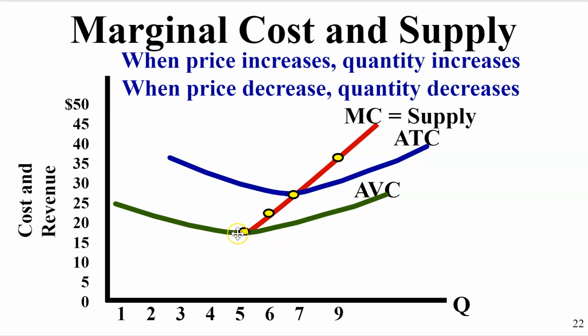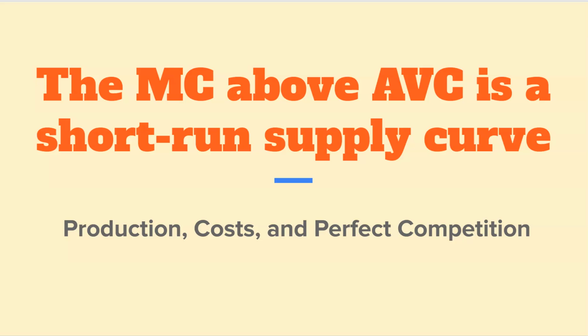And the question I always get is, well, why isn't it below AVC? Well, because again, we're in shutdown if we're below it. So only above AVC and upward sloping would be your marginal cost or your supply curve. And again, everything above AVC at that point on the marginal cost curve would be your short run supply curve. And we'll see some examples of that coming up.